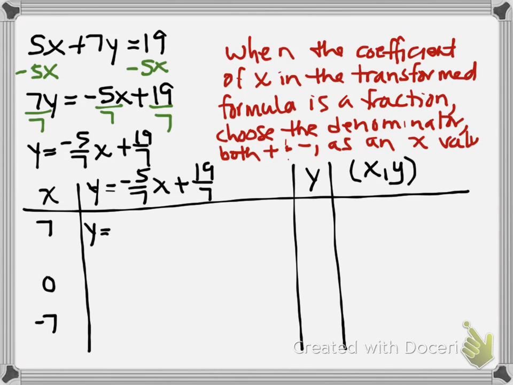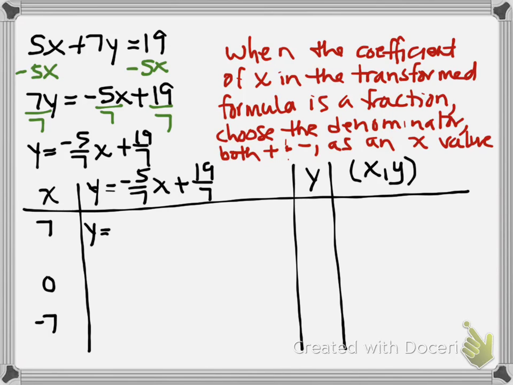What should be my third? And my third value is going to always be 0, right? Because it's easiest to calculate by. So when the coefficient of x in the transformed formula is a fraction, choose the denominator, both a positive version and a negative version, as an x value.